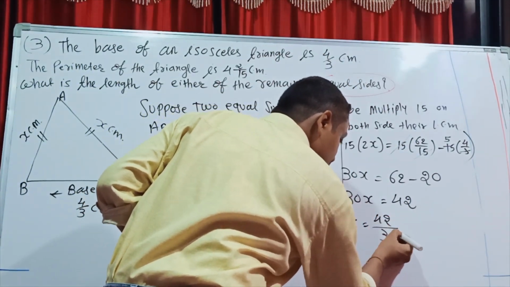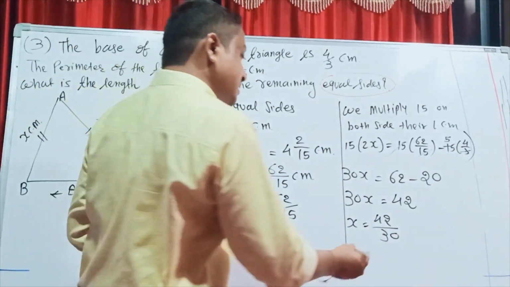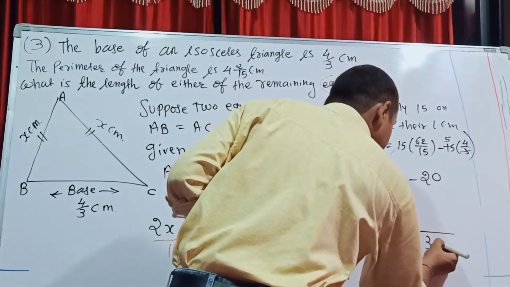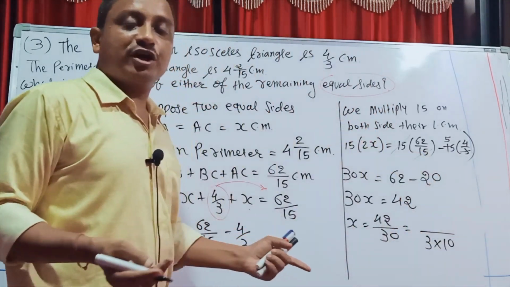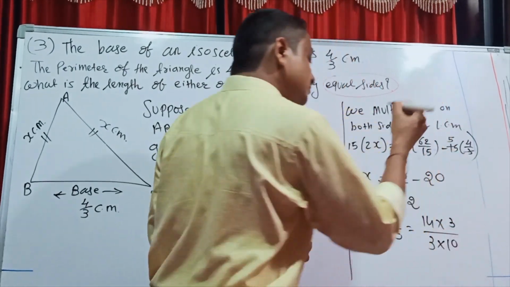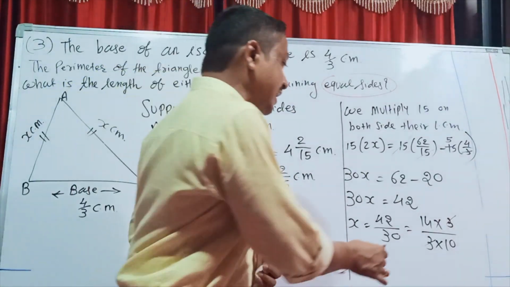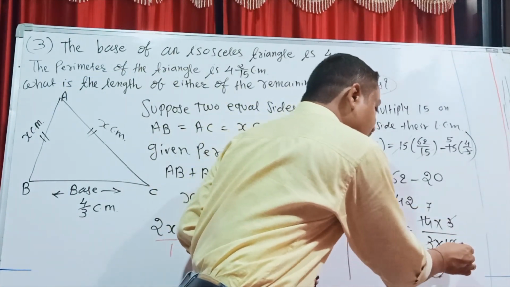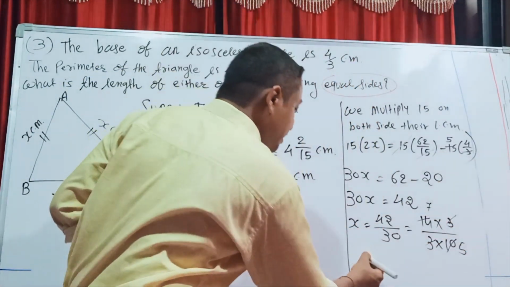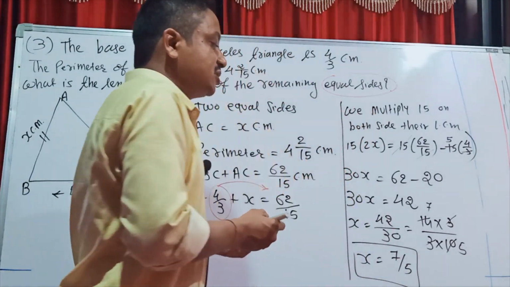42 by 30. Now students, here you try some cancellations. Just like 30, I know, 3 10s are 30, and 42 is 14 3s. And students, see, 3 and 3 cancel. Again that cancels: 7 2s are 14 and 5 2s are 10. Means your x value is 7 by 5, and that's my answer.